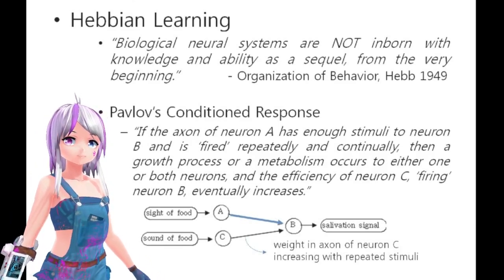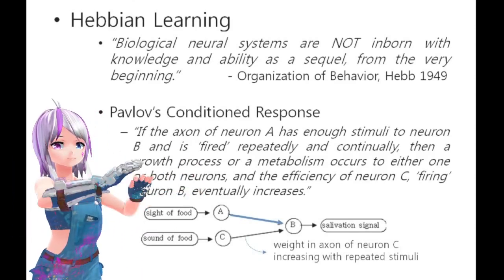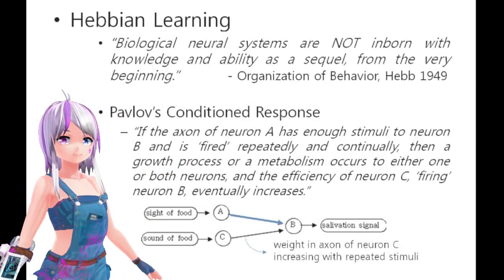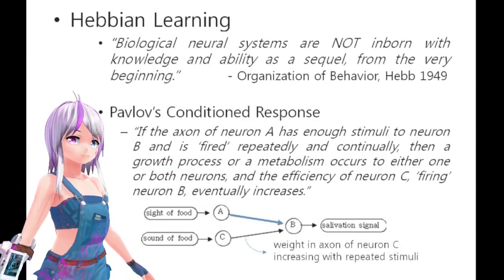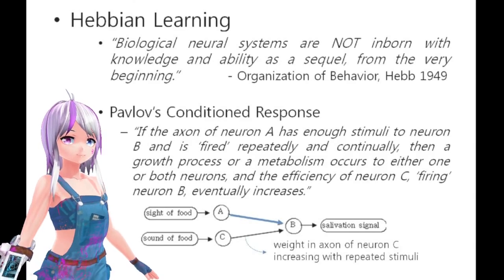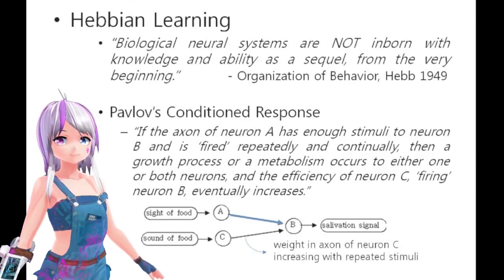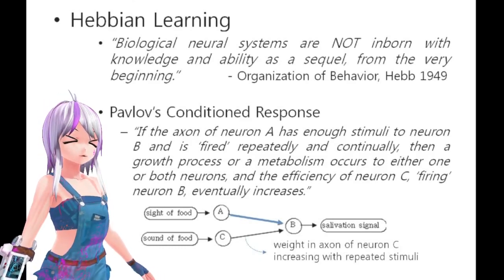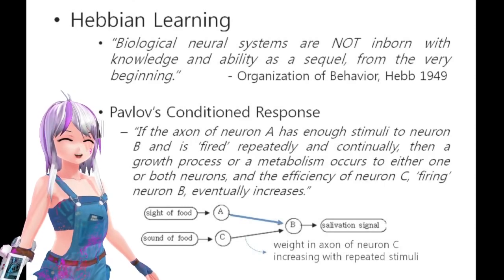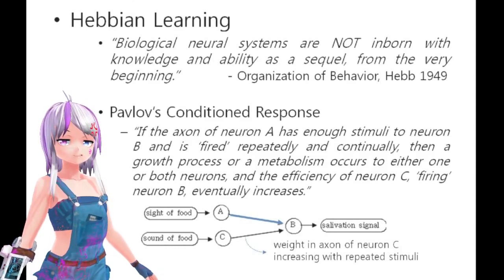And the efficiency of neuron C firing neuron B eventually increases. That means the sound of food to the salivation signal, saliva. Between C and B, we have a weight connection, and the strength of this weight increases as the learning process, the repeated learning process of the stimuli, continues. So even if we cut off the connection between A and B, we have this weight connection strength that is higher. Even if we cut off this connection between A and B, only the sound of food between C and B actually produces the dog's saliva.